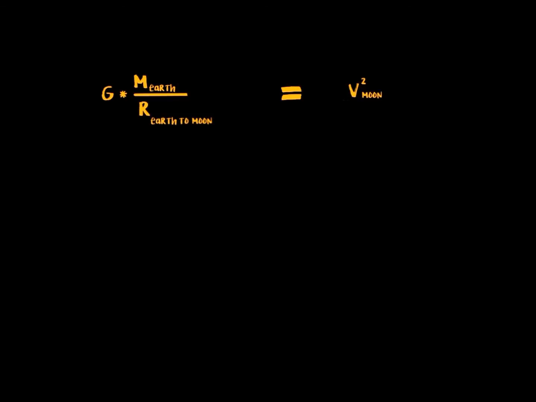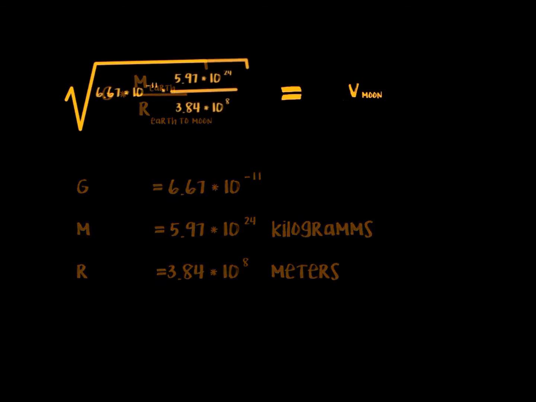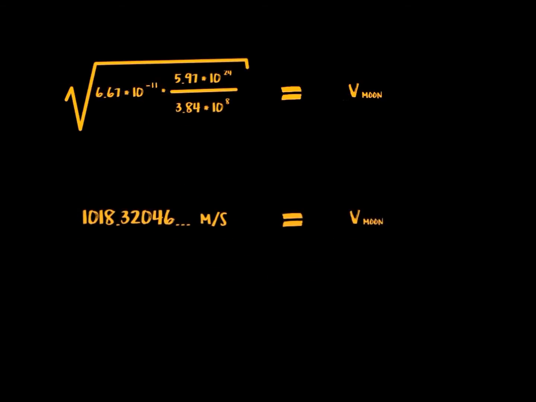Because v, the velocity of the Moon in its orbit, is still squared, we need to take the square root on both sides. Now we look up the values, plug them in, and find the velocity of the Moon: 1018.3 meters per second.